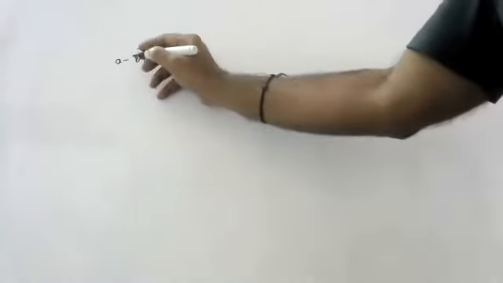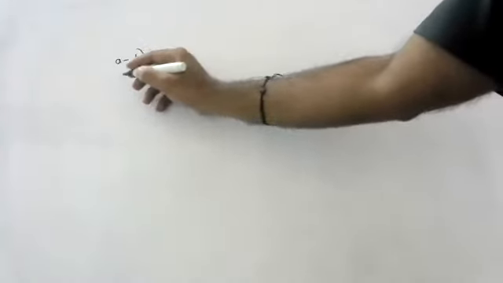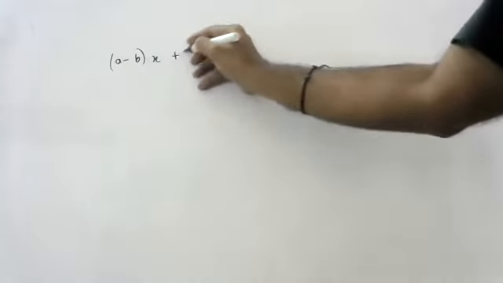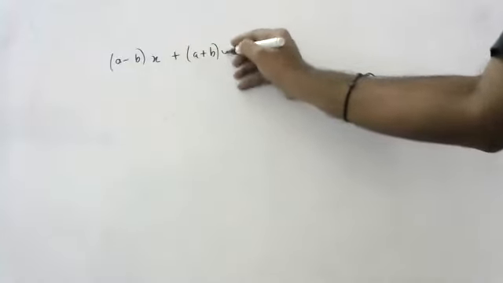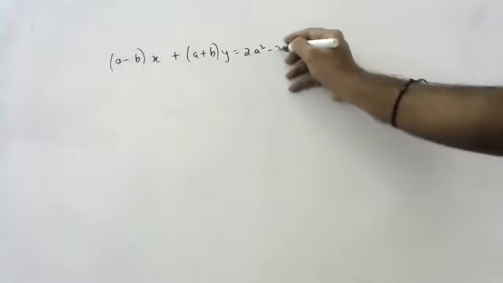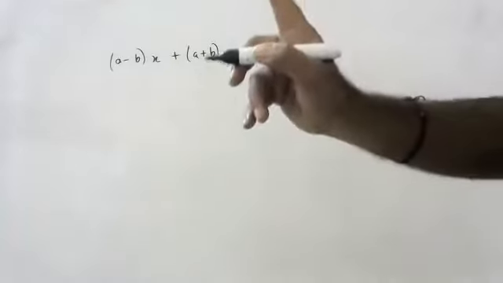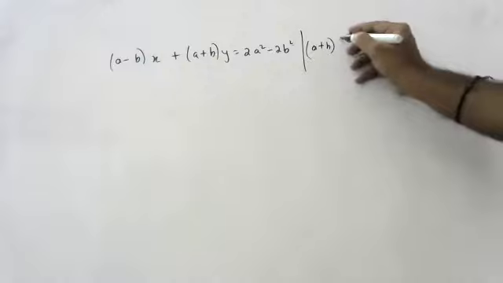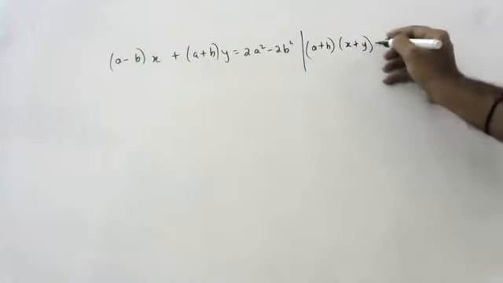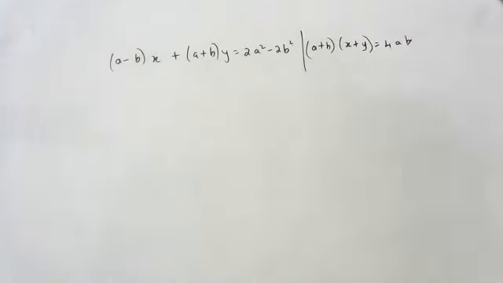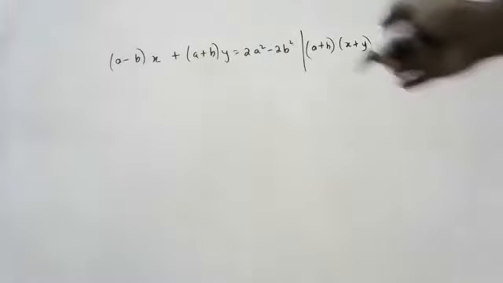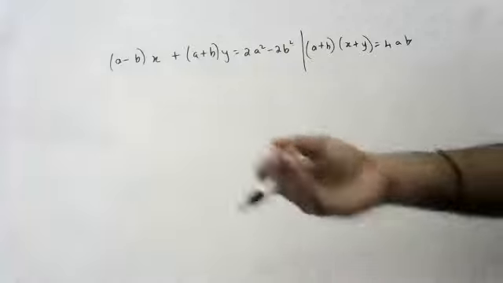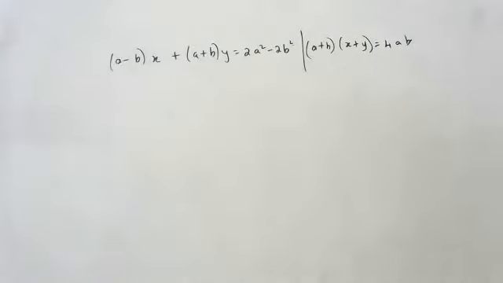(a minus b) into x plus (a plus b) into y is equal to 2a square minus 2b square is one equation. The other equation is (a plus b) into x plus y is equal to 4ab. Since cross multiplication is not there, be happy, children, because doing this by cross multiplication would become a little lengthy. In the elimination method, it will be very easy.